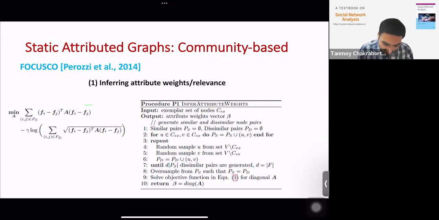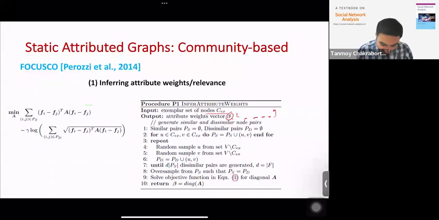So you are given a set of exemplar nodes, CEX. So these nodes are similar to each other. You know that, and your task would be to identify the weights of the features, right? So this beta is a feature weight vector. Okay, beta 1, beta 2, beta 3, and so on. Beta 1 is the weight of the first attribute. Beta 2 is the weight of the second attribute, and so on. Okay, this is your task. Your task is to determine the weights of the attributes.